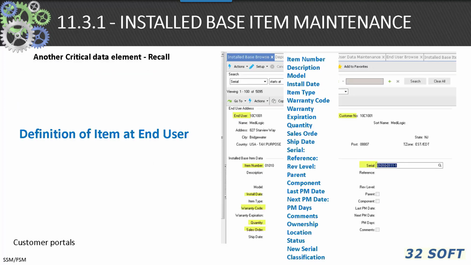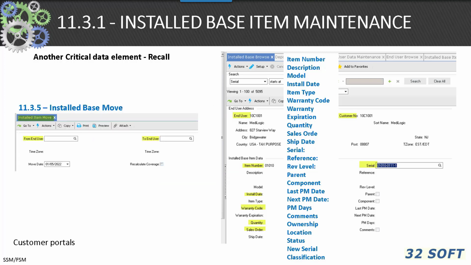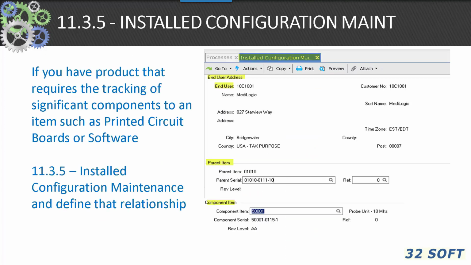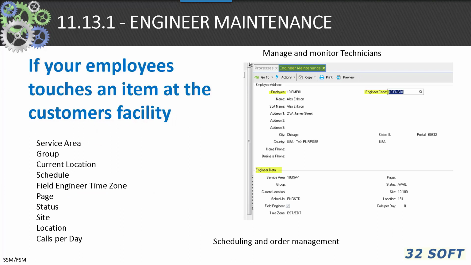The 11.3.1 install base defines the item at that end user. You define the end user, the item, and the serial number that's there. If you move it, you can trace if you move between Building A and Building B. And the 11.3.22.2 install base history is a critical part of your recall process. The 11.3.5, if you've got product that requires tracking of components, such as printed circuit boards, you can use the 11.3.5 to keep track of that relationship.